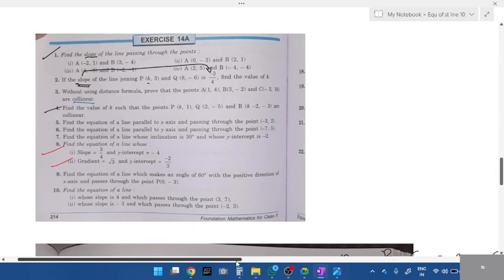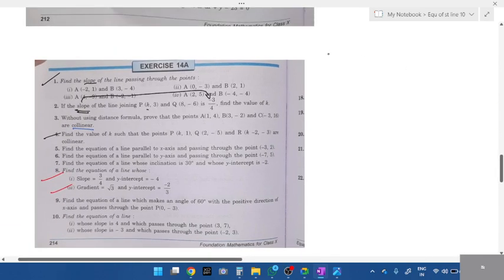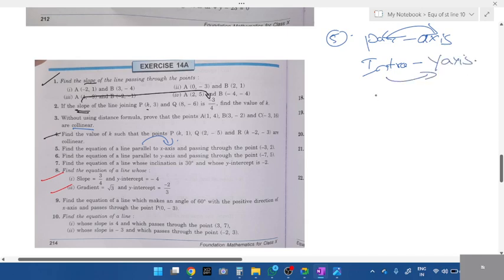Okay, look at the keywords and tell me what kind of formulas we use. Fifth question. Find the equation of line parallel to which axis? Parallel to x-axis. If it is parallel to x-axis, look, parallel and x-axis are one pair. Then intercept will be equal to which one? Intercept and y-axis should be one pair.